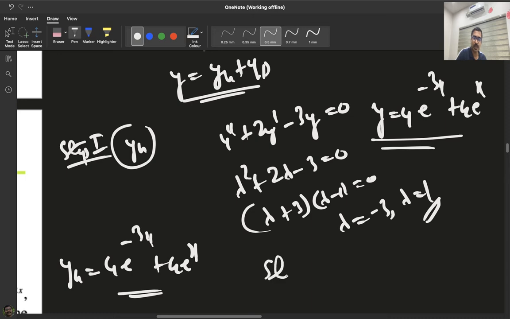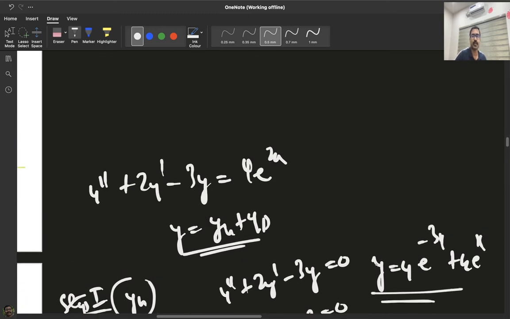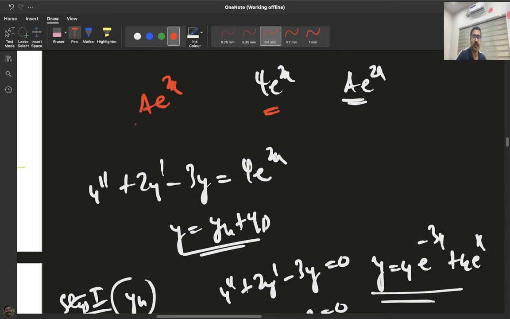Now the second step is you have to find yp. So listen carefully here. What is yp? I look at the RHS. RHS is 4 e raised to 2x. So assume that the solution is of the form some a into e raised to 2x, and I will try to find this a. I will assume the solution is just like our RHS, of the form a e raised to 2x. I need to find the value of a.